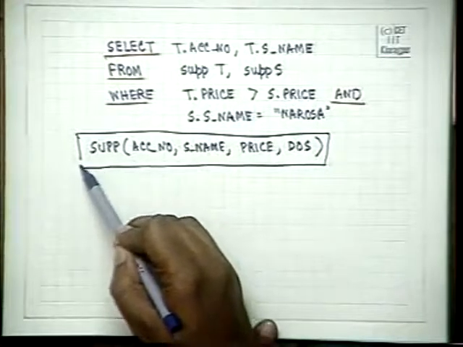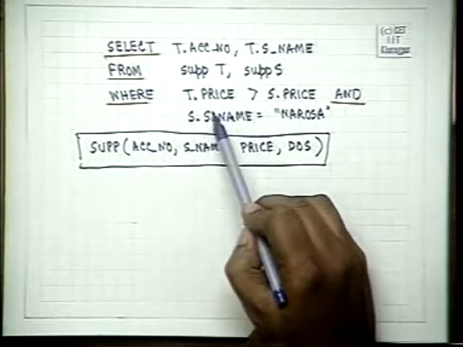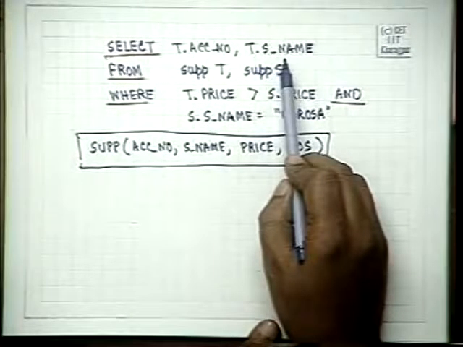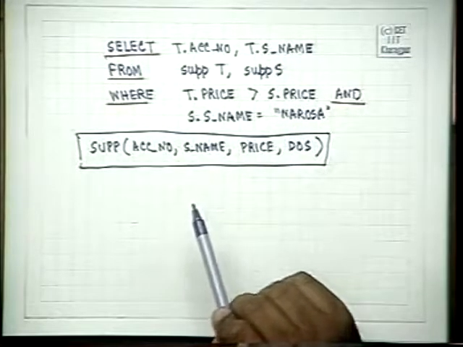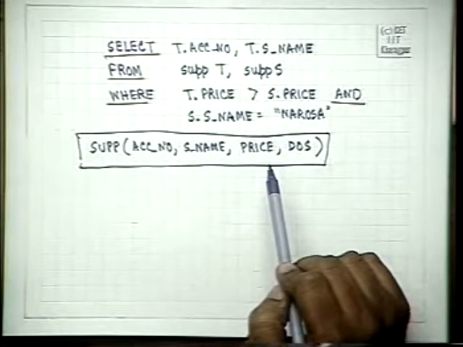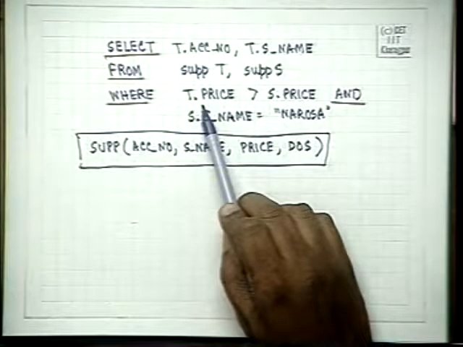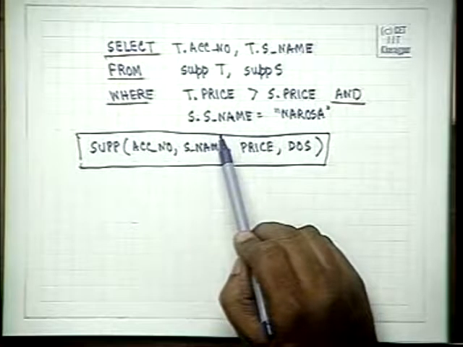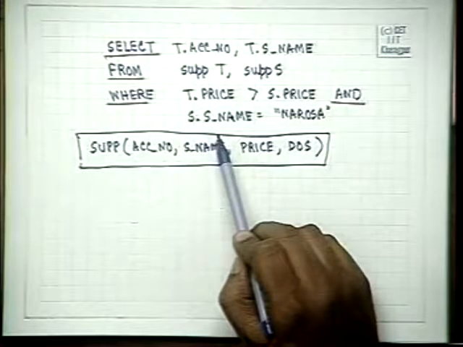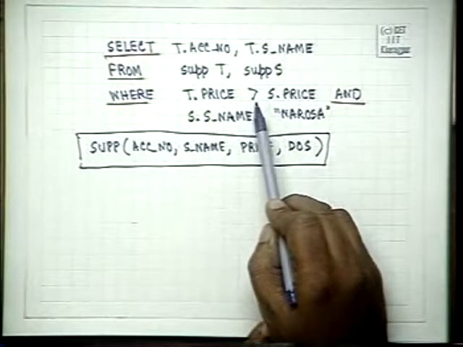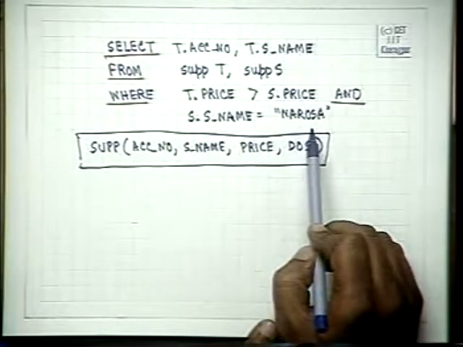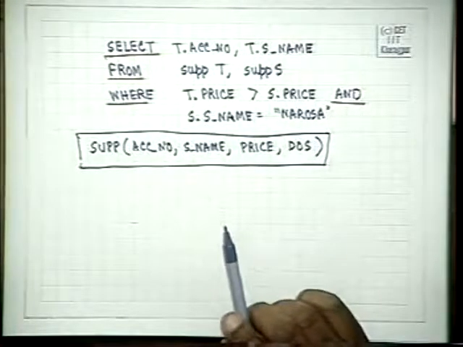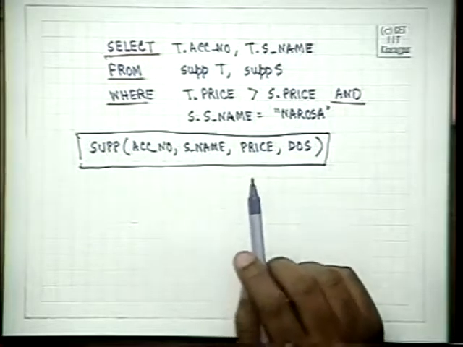And this query, which we saw, finds out the name and accession number of the books and the supplier who has supplied the book, of all those books such that the price of that book is greater than the price of any one book supplied by Narosa. Since this is greater than any one book supplied by Narosa, it is equivalent to saying that this is greater than the price of the least cost book supplied by Narosa.